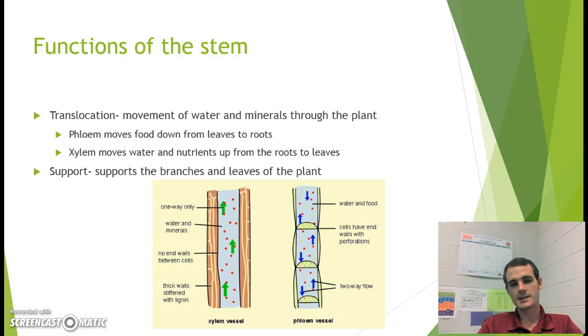Translocation. A process that happens in the stem is translocation. This is where the phloem and xylem move food and water up and down throughout the plant, and so it translocates it throughout the plant. So translocation is nothing more than the movement of water and minerals through the plant. Remember what phloem does and xylem does as well. And also the stem is responsible for the support of the plant. So it supports the branches and the leaves of the plant.